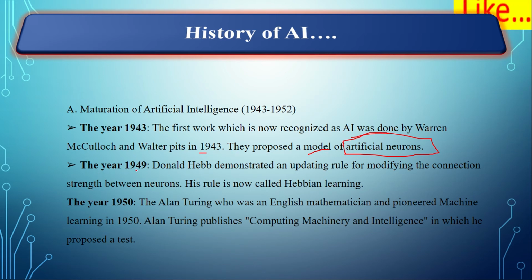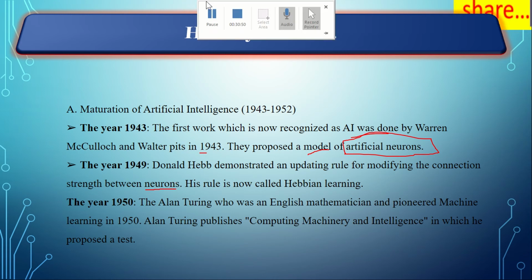In 1949, Donald Hebb demonstrated an updating rule for modifying the connection strengths between neurons.